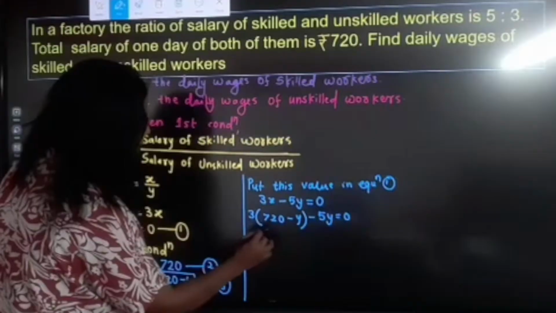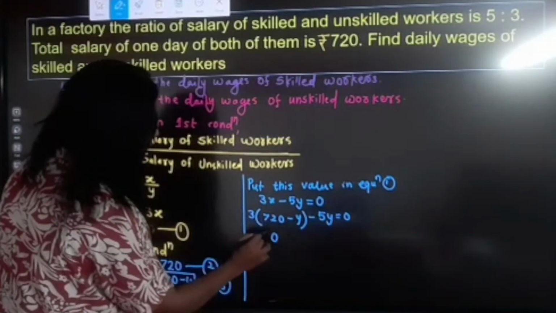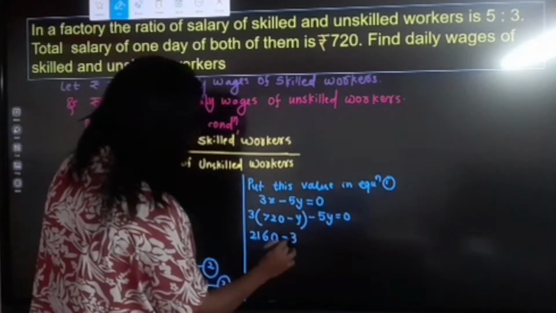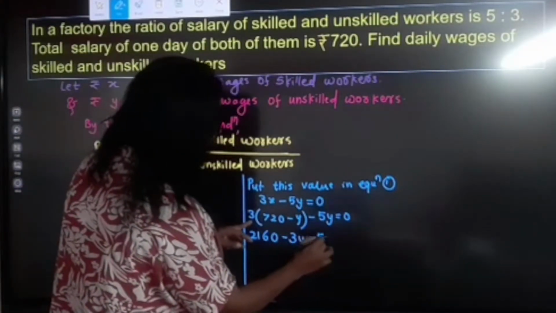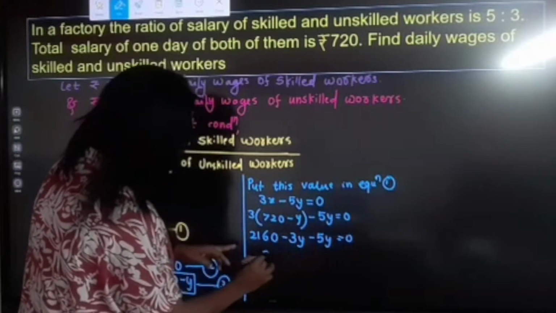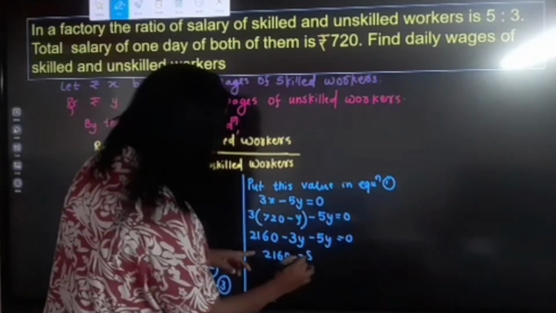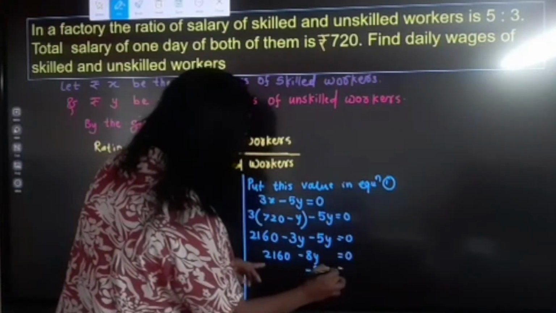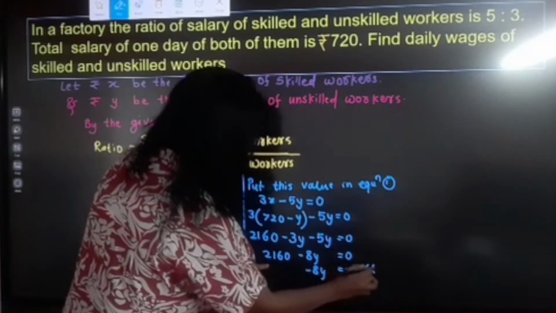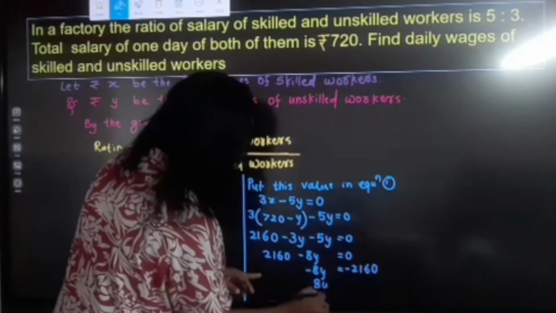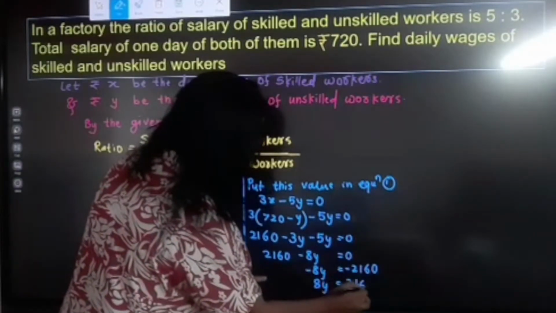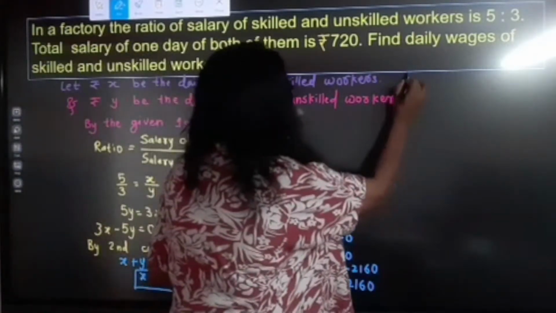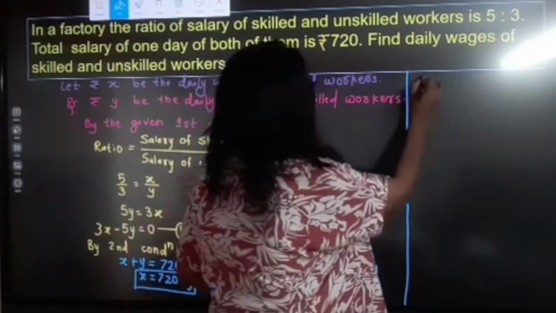So multiplying, 3 twos are 6, then 7 threes are 21. So 2160 minus 3y minus 5y is equal to 0. So 2160 minus 8y is equal to 0. So minus 8y is equal to minus 2160. The minus signs get cancelled. So 8y is equal to 2160.